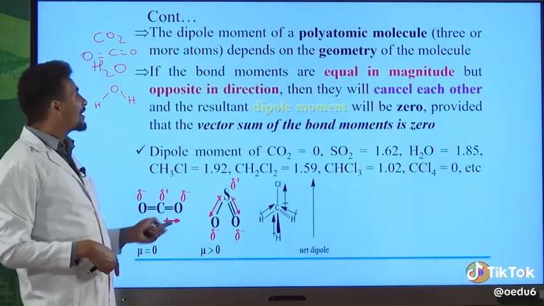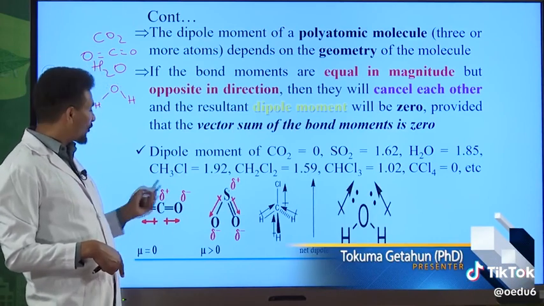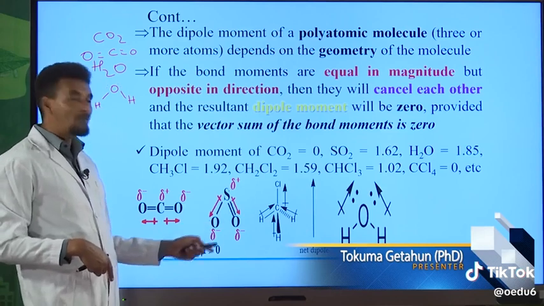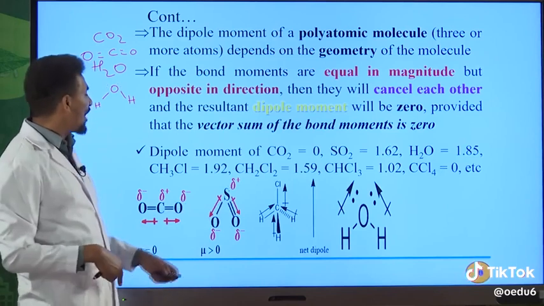So these vectors cancel each other, and the dipole moment for carbon dioxide is 0, but the dipole moment for sulfur dioxide is greater than 0. The shape of this molecule is bent.